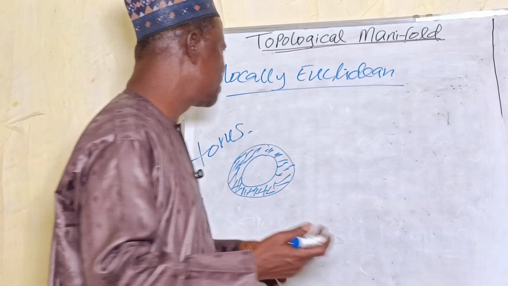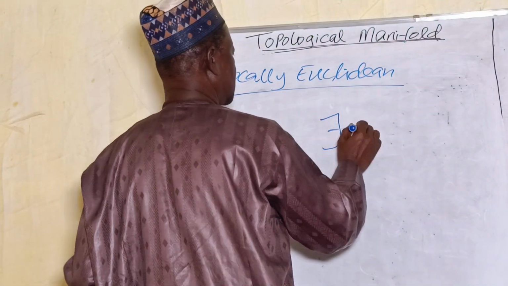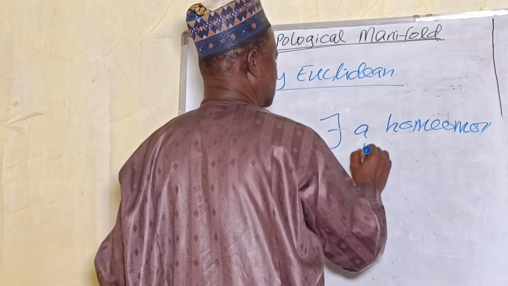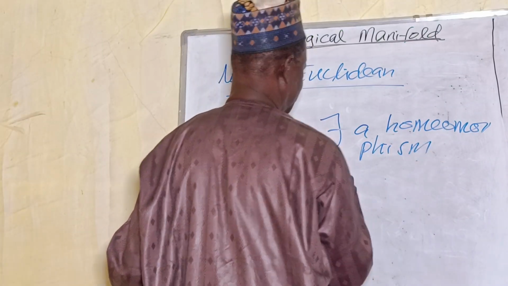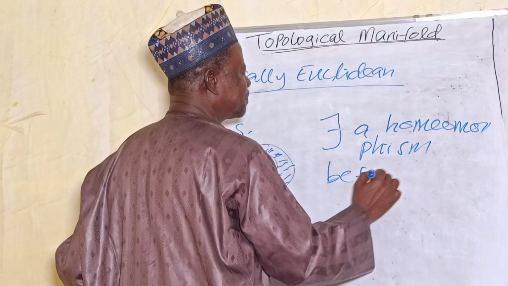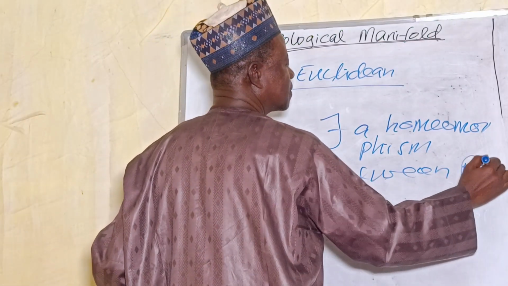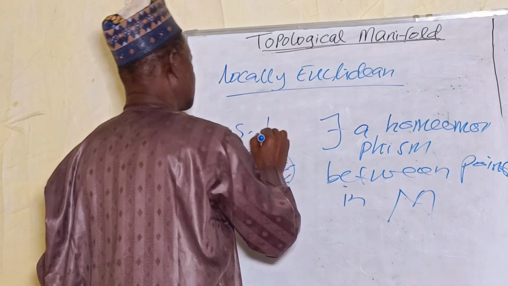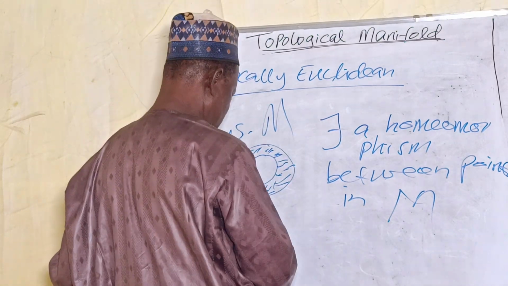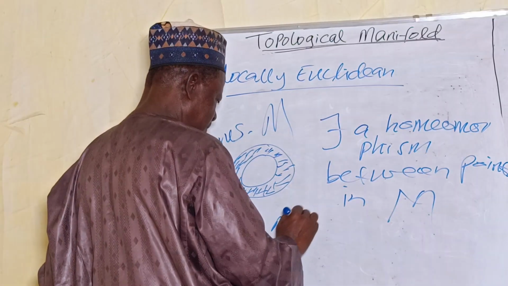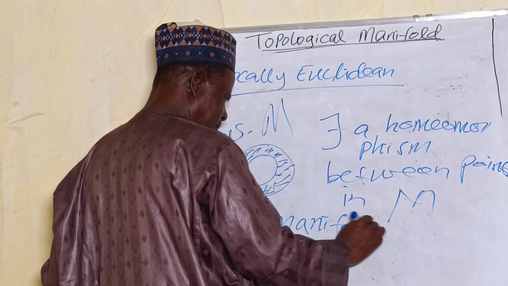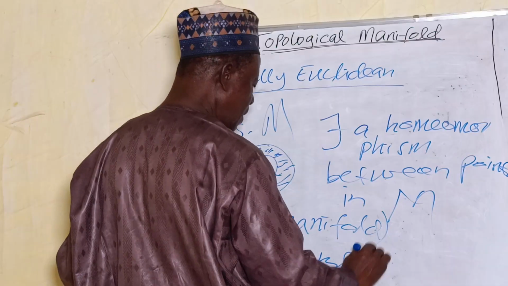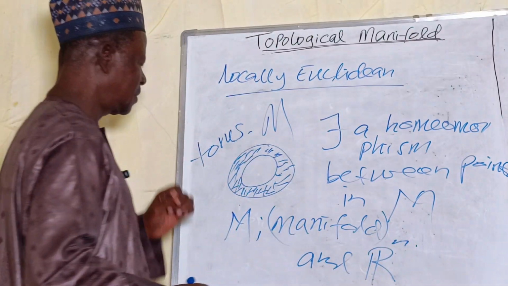What we mean is that there exists what we call a homeomorphism between points in M, where by M I mean the manifold, and Rn, an n-dimensional Euclidean plane.